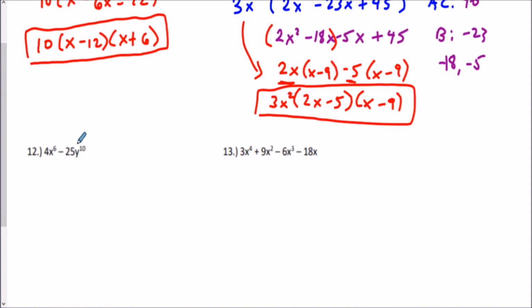I see 2 terms. I do not see a GCF here, right? 4 and 25 don't have anything in common. X and Y don't have anything in common. So I have to just figure out a way to factor this from here, okay? And so the only thing you can do with 2 terms is a difference of 2 squares.